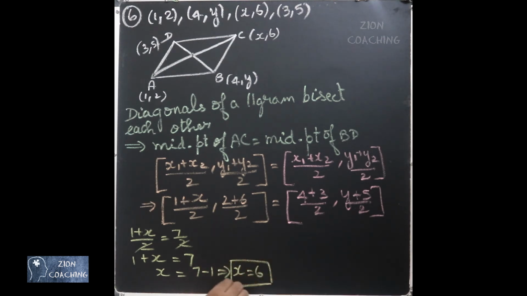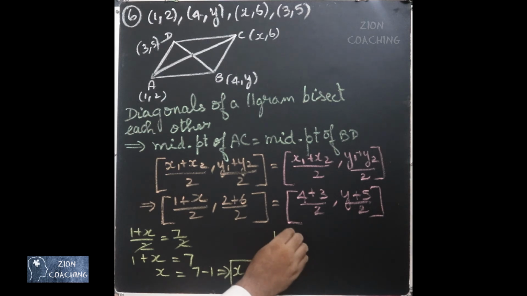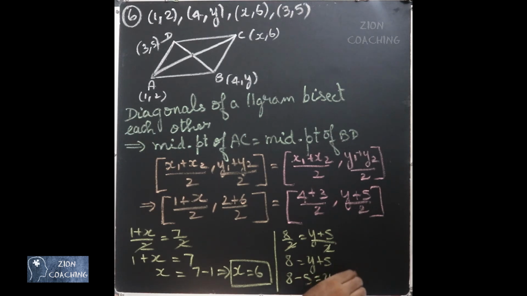Now we have found the x value. Similarly, equating the y values, 2 plus 6 is 8. We have 8 by 2 equal to (y + 5)/2. The denominators are the same, so we can cancel them. Then we have 8 equal to y + 5. Bringing that 5 to this side, we will have 8 minus 5 equal to y. That implies y is equal to 8 minus 5, that is 3.